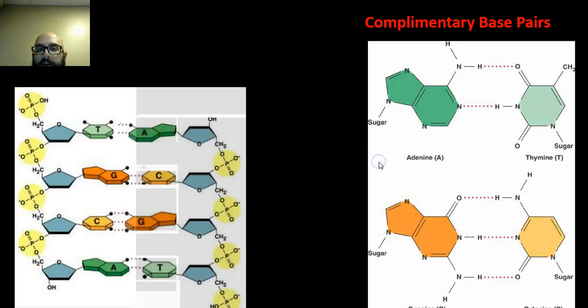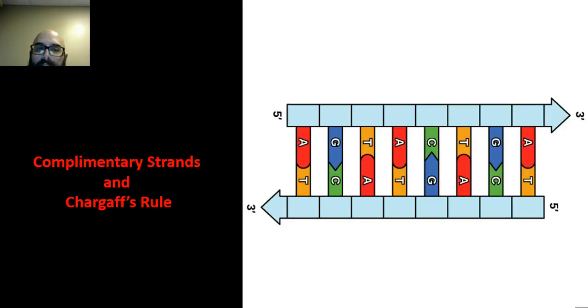So, complementary base pairing. A purine always bonds with the pyrimidine. A always bonds with T. C always bonds with G. And the bonding is based off of the number of hydrogen bonds that can form between the two. That is called complementary base pairing.